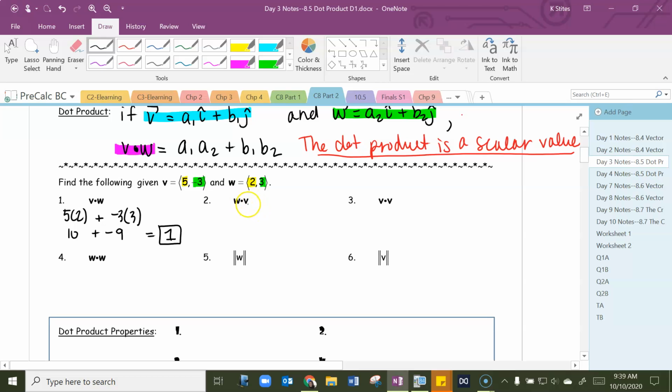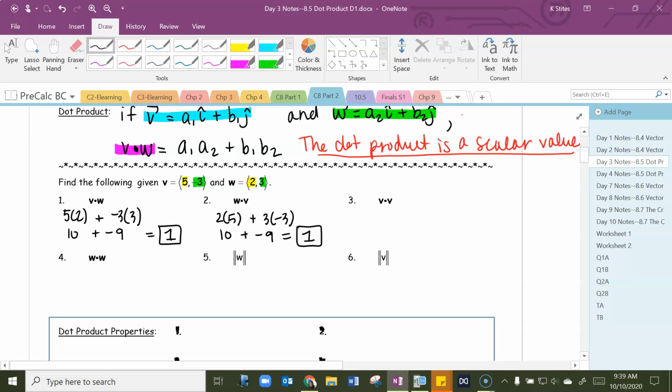So now let's do w dot v. W dot v, you're going to notice, is pretty much the same as v dot w. The only difference is you are doing the 2 times the 5 instead of the 5 times the 2, and the 3 times the negative 3. So clearly when we change the order of the dot product, it's not going to matter. We're still going to get the same exact answer.